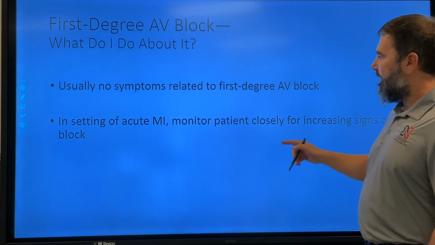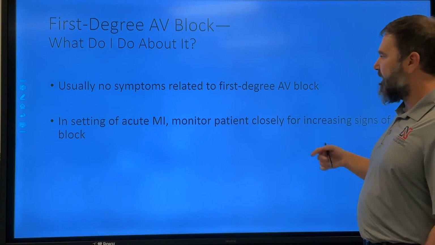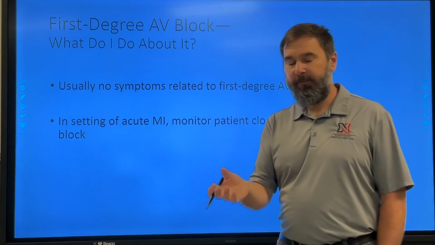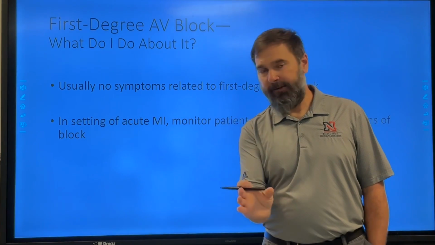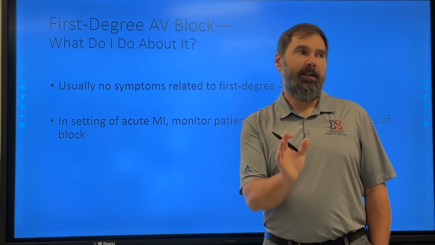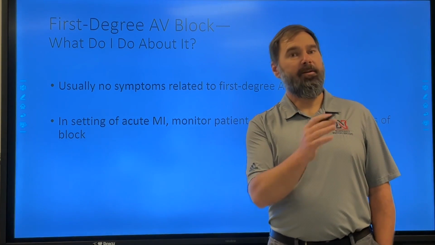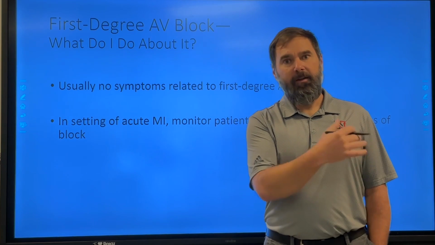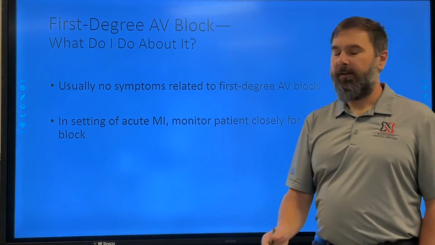In the setting of an MI, monitor the patient closely for increasing signs of block. That may be fine right now, but if we suspect they're having a cardiac related event, and especially if ischemia is associated, that could worsen the AV block. It may lead to a second degree or even a third degree block.